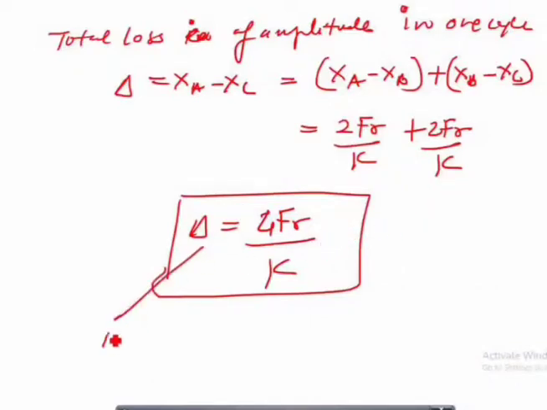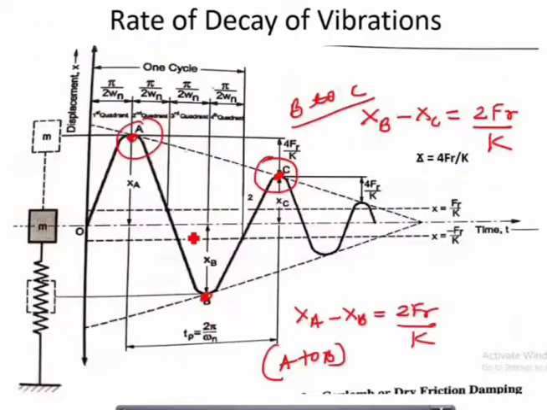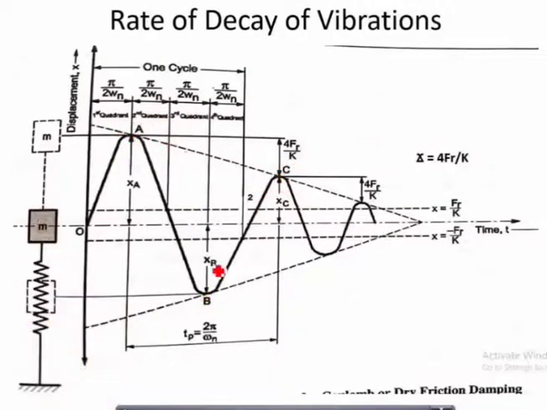So del is nothing but the loss of amplitude. This is a very important derivation, loss of amplitude in one cycle. What is that? Del. Now, let me clear the statement I made earlier. The statement was this: loss of amplitude is the difference between any two successive amplitudes. The loss of amplitude from point A to C is nothing but 4 fr by k.